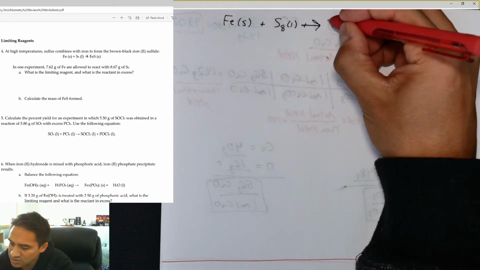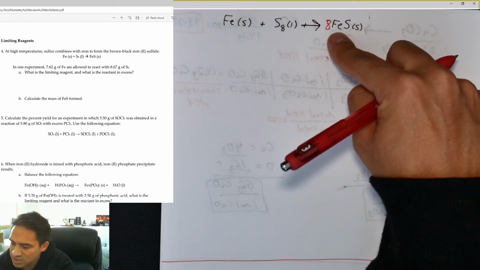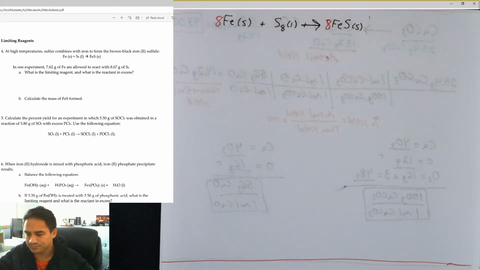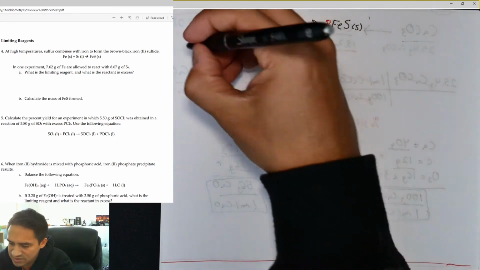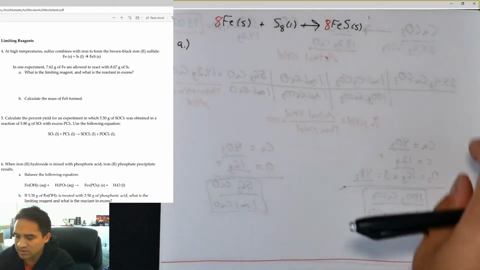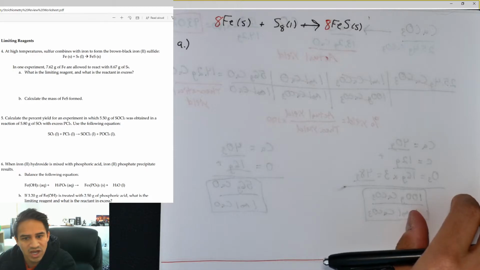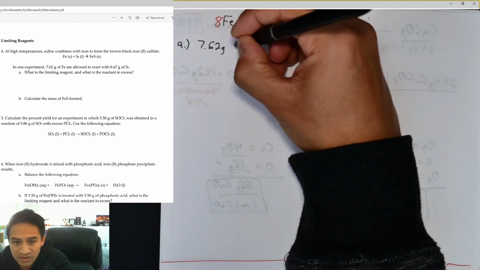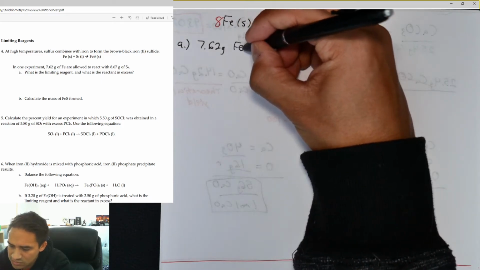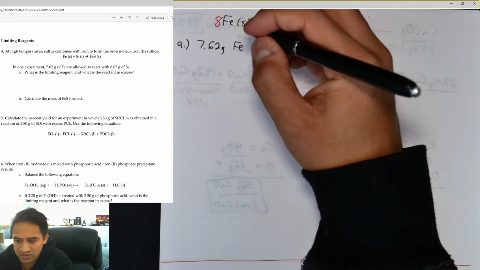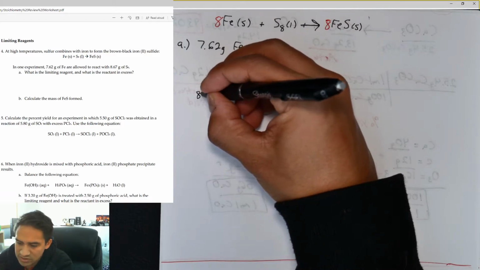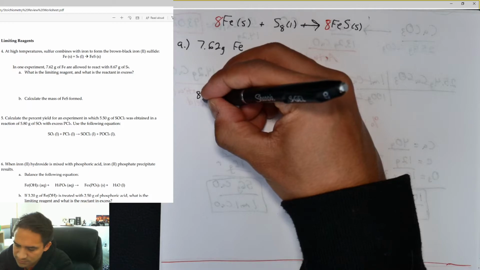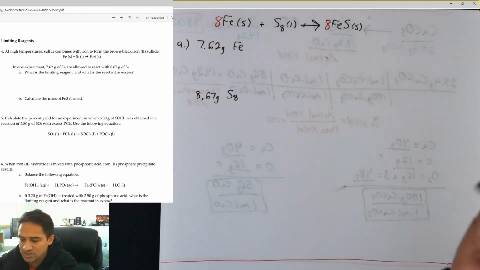We're just going to put an 8 here, which will give us 8 sulfurs, and then that gives us 8 irons, so we'll need to put an 8 there as well. All right. So now that it is balanced, for part 1, or letter A, we have 7.62 grams of iron, and we have 8.67 grams of sulfur, and they want us to tell them which one is limiting.